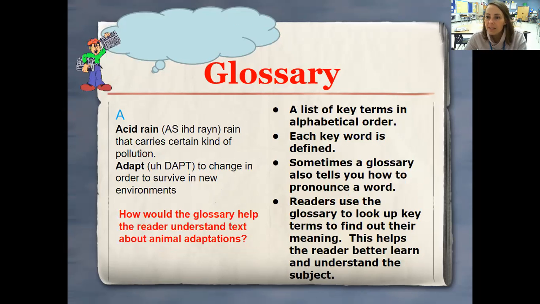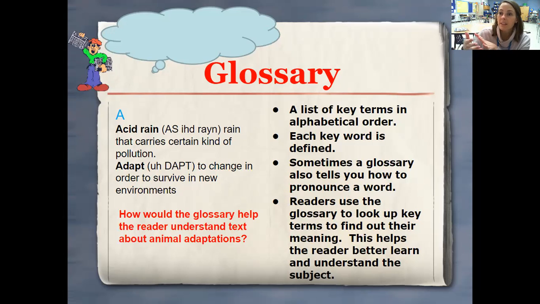Okay. All right, the third type of text feature we're going to learn about is a glossary. And a glossary is like a mini dictionary that goes along with that book. So it's not going to be a dictionary that has every word in our language in it, but it's only going to have words that go with that book. So if you have a science book, in that glossary you're going to have science words. If you're reading a book about weather, you're going to have weather words. If you're reading a book about a specific place or a time in history, you're going to find words in that glossary that go specifically with that book, okay?